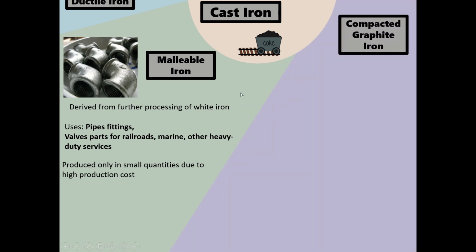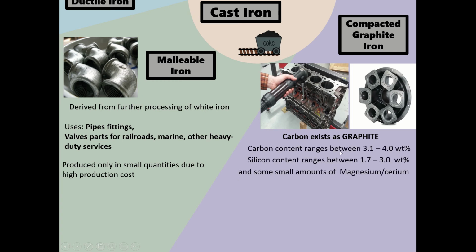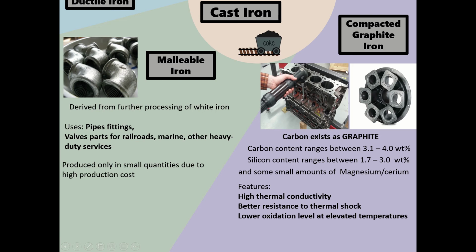Right. So lastly, we have compacted graphite iron. We use compacted graphite iron in our engines, in the main block of our engines. Here, carbon exists as graphite, as the lubricant. The carbon content ranges from 3.1 to 4% weight. It also has silicon content from 1.7 to 3% weight, and some amounts of magnesium and cerium. So compacted graphite iron features high thermal conductivity and better resistance to thermal shock.